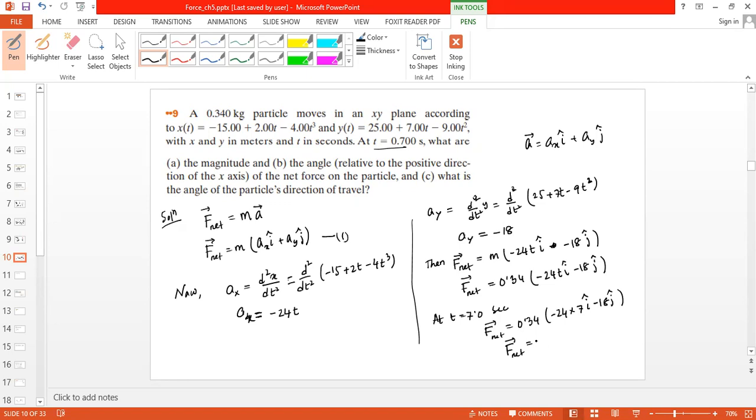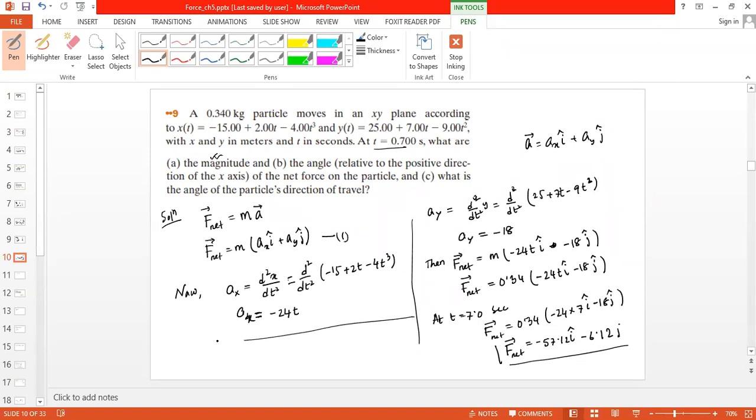So minus 57.12 i, and then 0.34 into 18, that is minus 6.12 j. So this is the net force in unit vector notation, and once you know it, you can easily find out the magnitude now. Just take the square root of the sum of squares of the components.